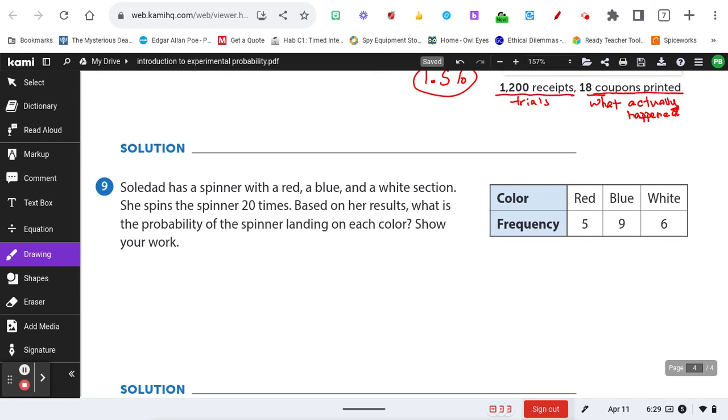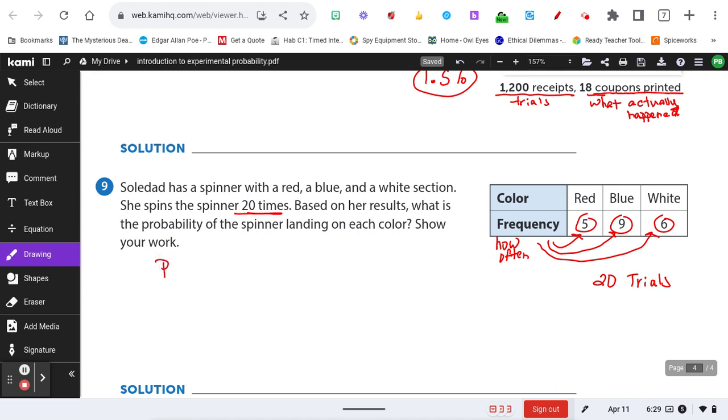Okay, on to number 9. Soledad has a spinner with a red, a blue, and a white section. And you can see the number of times she landed on red was 5. The number of times she landed on blue is 9. And the number of times she landed on white is 6. Okay? This is how often she landed on it. The frequency just tells you how many times she did it. All right, so it says she spins the spinner 20 times. So I can tell you right now, when I add 5 and 9 and 6, it's going to give me a total of 20 trials in all. Based on her results, what's the probability of the spinner landing on each color?